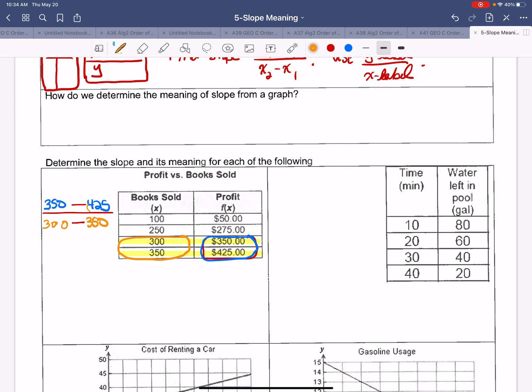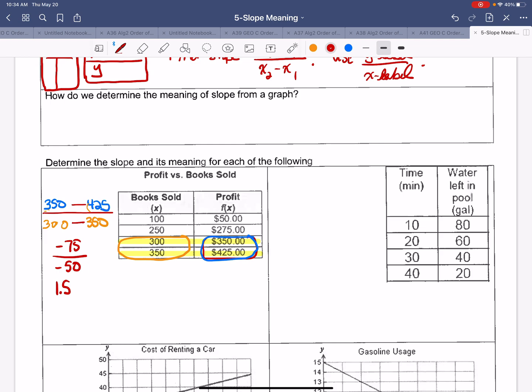So what's 350 minus 425? 350 minus 425 is negative 75. 300 minus 350 is negative 50. If you struggle with that kind of stuff, you're going to have to use your calculator. And then a negative divided by a negative, we know this is a positive. And when we do 75 divided by 50, we get 1.5.